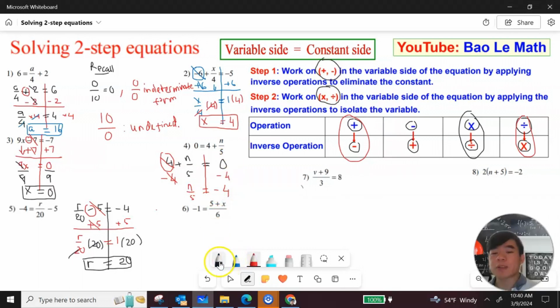Okay? So I need to rewrite this one. n over 5 right here. Alright, so this is division, right? n divided by 5. So the inverse of division is multiplication. So I multiply both sides by 5. Okay, so this guy gone. So what do I have left? n equals -4 times 5, which is going to be -20.